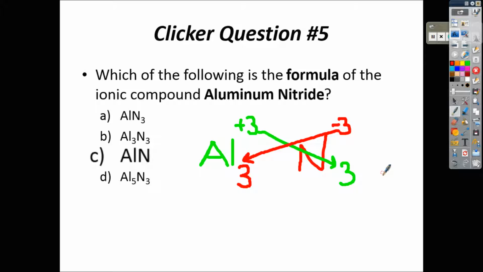And as we mentioned before, you want to reduce the subscripts if they can reduce. A 3 and a 3 can both be reduced to a 1 and a 1. So you'll have Al1N1, which is just AlN.